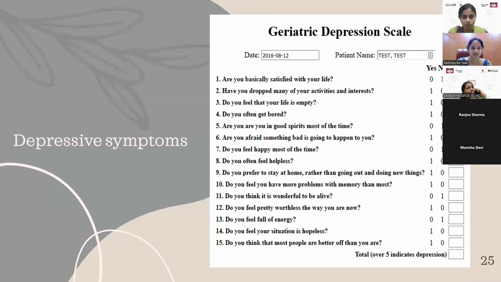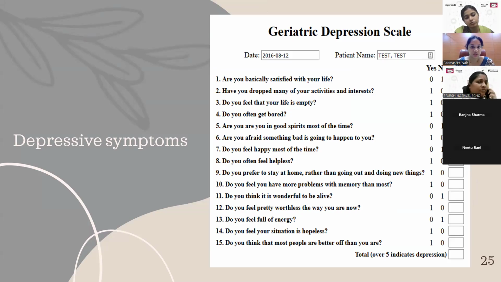So coming to depressive symptoms, again, as I said, the screening is to ask them if they've been feeling low or if they've been feeling depressed over the past 1 or 2 weeks, and whether they've lost interest in doing things that they previously used to enjoy. Coming to the actual assessment of depression, we use something called the Geriatric Depression Scale, that is the GDS.